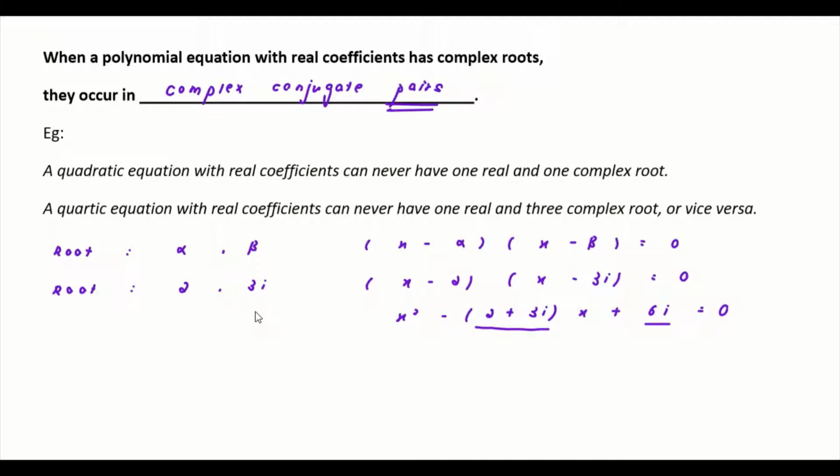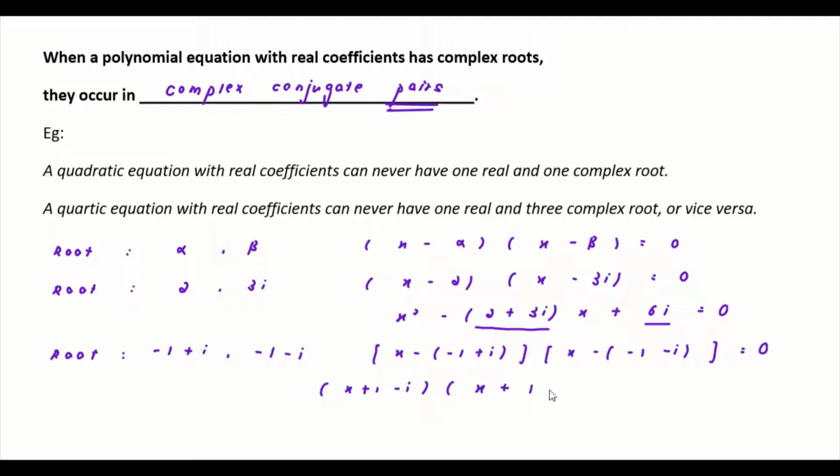So why does it have to be conjugate? Because when it's conjugate, it's able to eliminate each other. For example, take negative 1 plus i. We know that the conjugate will be negative 1 minus i, right? So what happens when we write it? It will be equal to x minus, negative 1 plus i, then after that, I will also have x minus, negative 1 minus i. So when you expand it, I have x plus 1 minus i, then x plus 1 plus i.